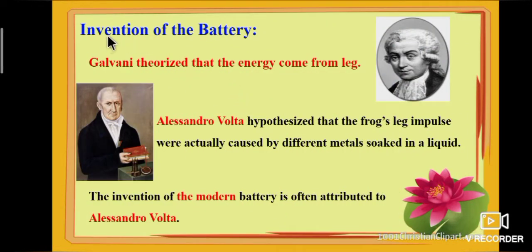Next, we have discussed about invention of the battery. Galvani theorized that the energy comes from the leg. After that, Alessandro Volta hypothesized that the frog's leg impulses were actually caused by different metals soaked in a liquid. The invention of the modern battery is often attributed to Alessandro Volta.